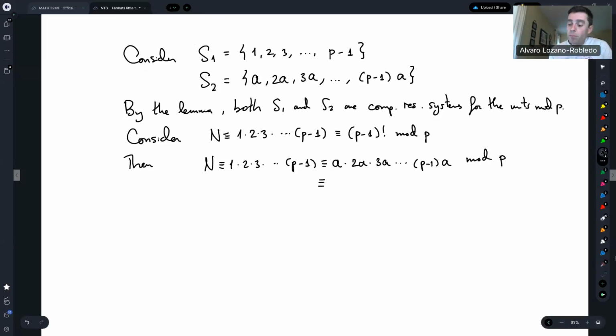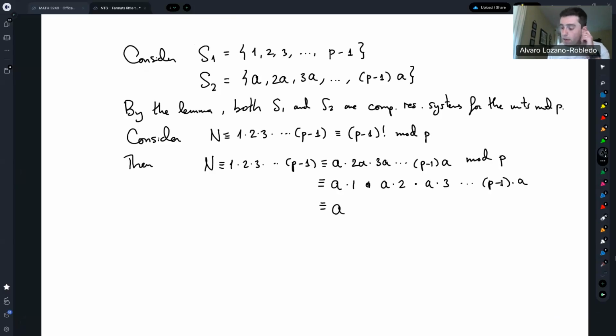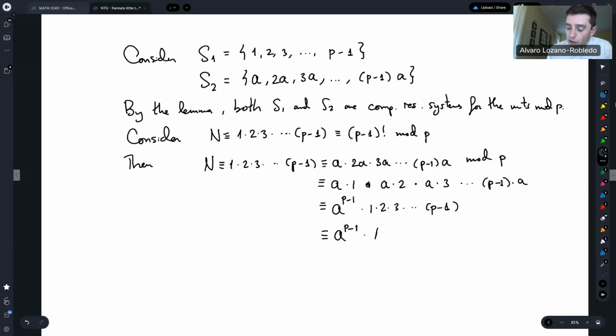But on the right-hand side, I can pull out multiples of a: a times 1 times a times 2 times a times 3 up to a times p minus 1. So how many a's are there? There are p minus 1 factors, so it's a to the p minus 1 times 1 times 2 times 3 up to p minus 1. But now the right-hand side is a to the p minus 1 times what I've called n modulo p. So I've arrived at the equation n is congruent to a to the p minus 1 times n modulo p.